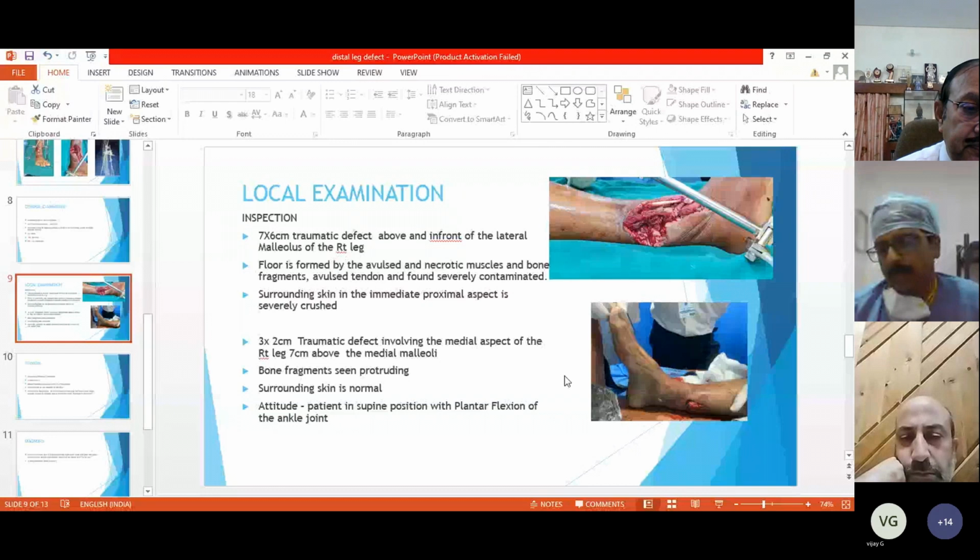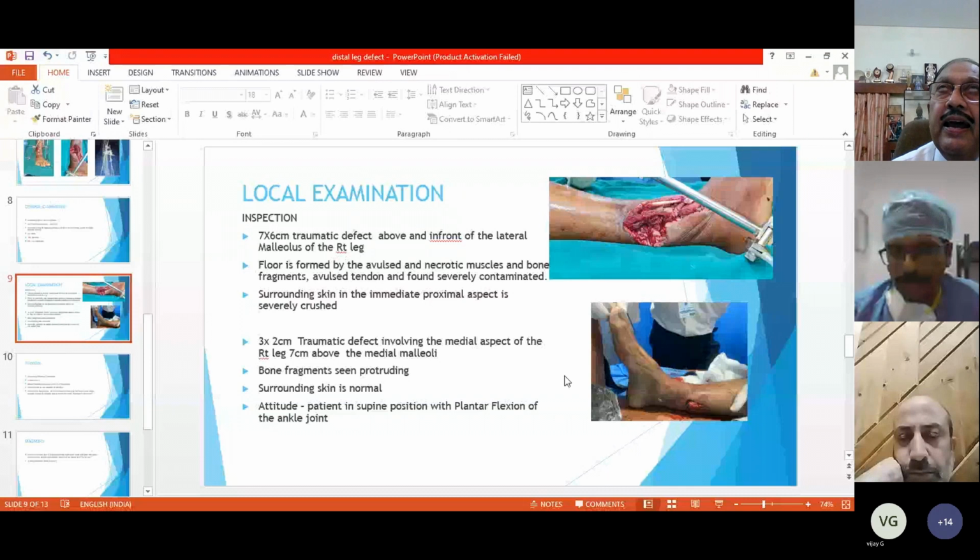Okay, suppose you have kept it in the neutral position and the flap has healed nicely and you are waiting for the tendon graft. So during this phase, the flap has healed. What will you advise the patient?